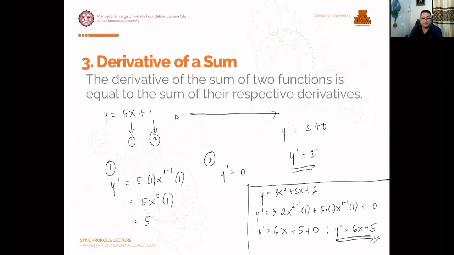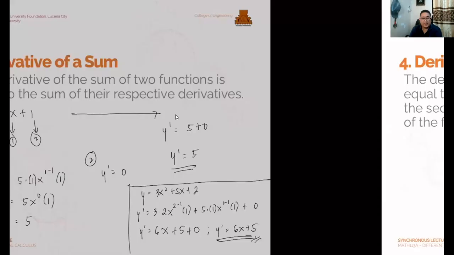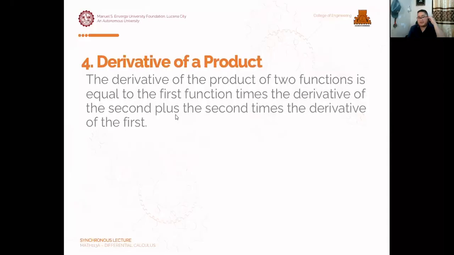Okay? Next. Derivative of a product. So, the derivative of the product of two functions is equals to the first function times the derivative of the second plus the second times the derivative of the first. So, yan. So, medyo mahirap intindihin, ano?